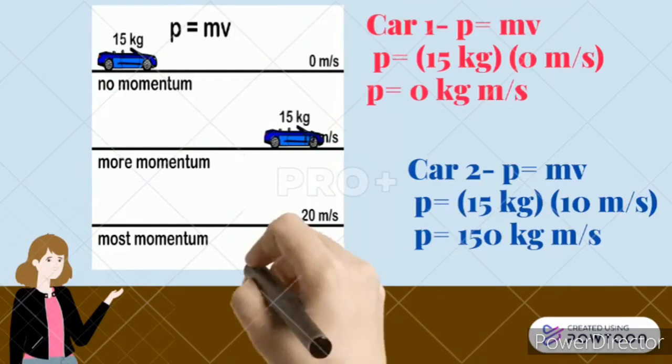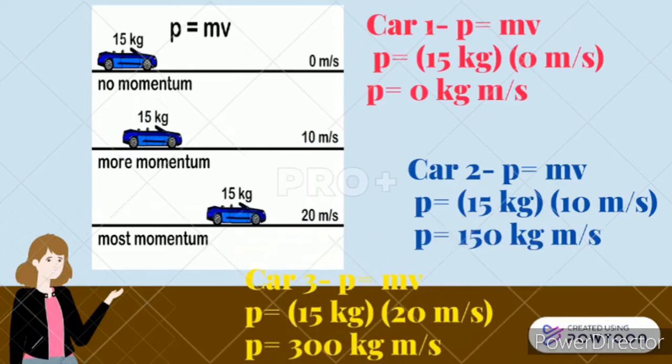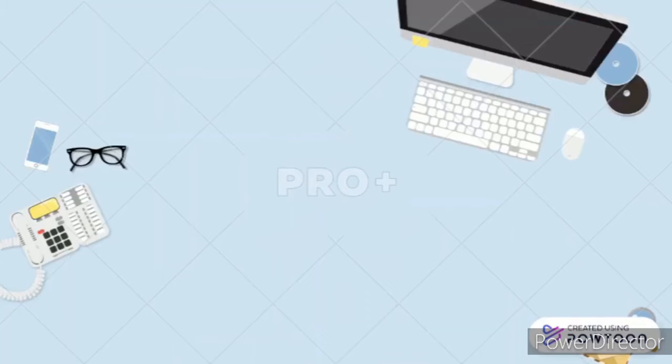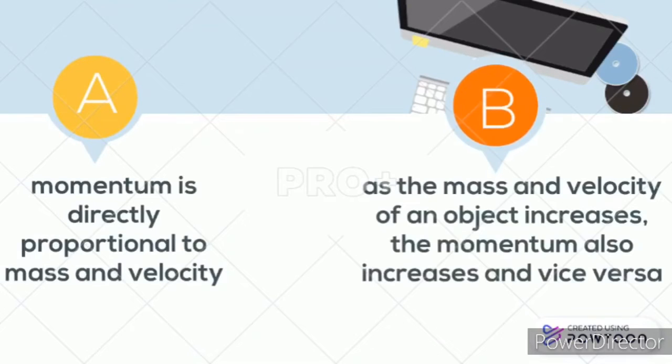Car 3 is also 15 kilograms, which has a velocity of 20 meter per second. When you multiply it, you will get 300 kilogram meter per second. Based on the previous examples, we can say that momentum is directly proportional to mass and velocity. Means that as the mass and velocity of an object increases, the momentum also increases, and vice versa.